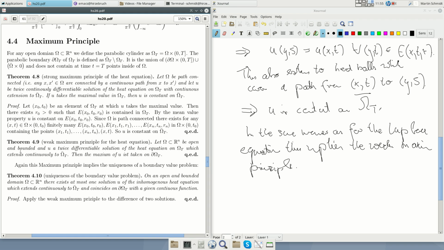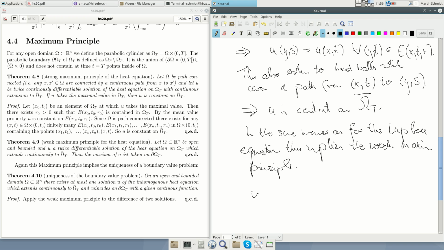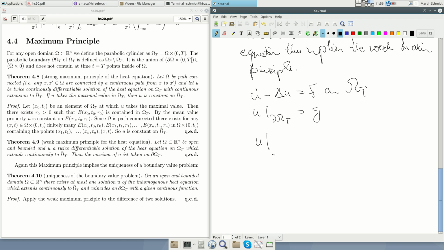Okay, now of course this maximum principle implies uniqueness of the boundary value problem. Again the same. So what is our boundary value problem? We have the equation u_t minus Laplace u is equal to f on the parabolic cylinder. And we give u restricted to the parabolic boundary by some function g, and u restricted to omega at time 0, the initial value, is given by h. This is now the problem which we want to consider.